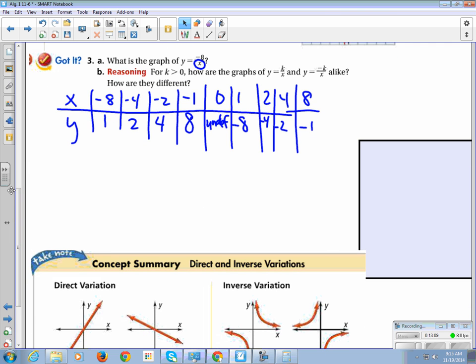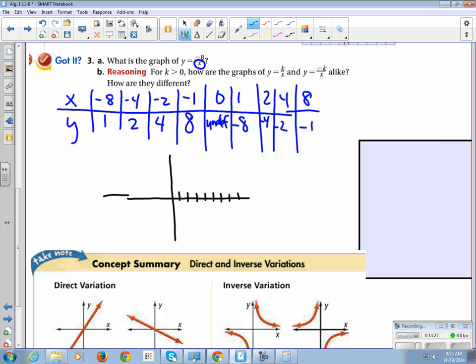Let's pull out those points. So on my x-axis, I'm going to count by ones. We have to go from negative 8 to positive 8. 1, 2, 3, 4, 5, 6, 7, 8. Yep. 3, 4, 5, 6, 7, 8. And then y has to go from negative 8 to 8. So let me make mine longer. 1, 2, 3, 4, 5, 6, 7, 8. This is why I use graph paper, kids.